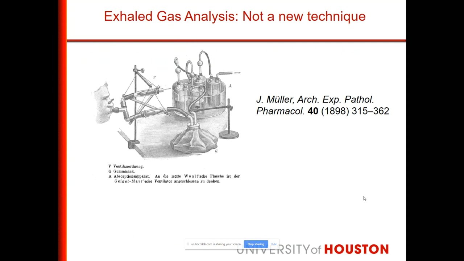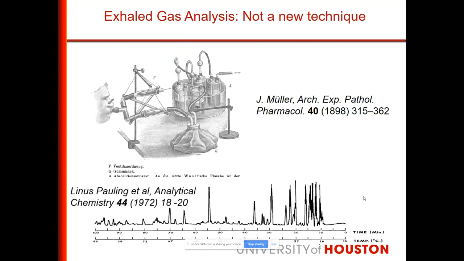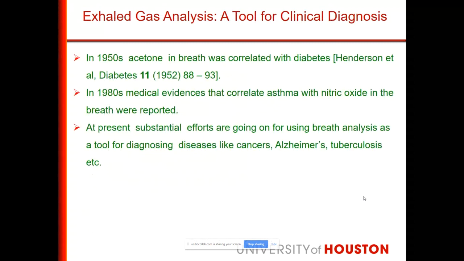This is one of the apparatuses used in 1898 for breath analysis. A very crude system. Linus Pauling was a big supporter of exhaled gas analysis for disease diagnosis. This is a gas chromatogram from one of Linus Pauling's papers. Now there are sensors that detect oxides of nitrogen, especially for asthma, diabetes, all these things. But our intention was to see whether we can detect cancer at an early stage.